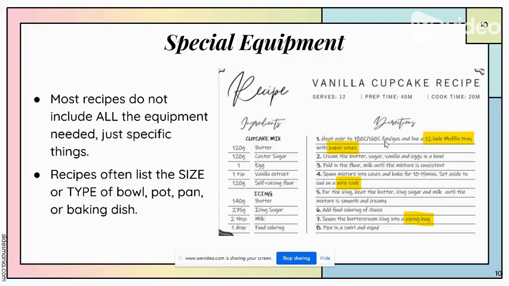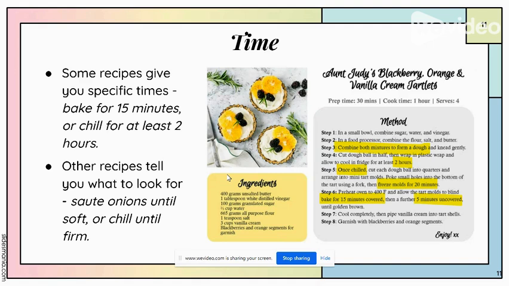All right, special equipment. Most recipes do not include all the equipment they need, just the specific things. So recipes often list the size or type of bowl, pot, pan, or baking dish. This is also why it's important to read all of our directions all the way through. Like this vanilla cupcake recipe, we've got a muffin tray. We've got paper cases, which is like the muffin liners, right? That needs a wire rack. You also need a piping bag to spoon the buttercream, right? So that special equipment is listed within the directions. You have to check for that because it's not going to tell you outright in a list.